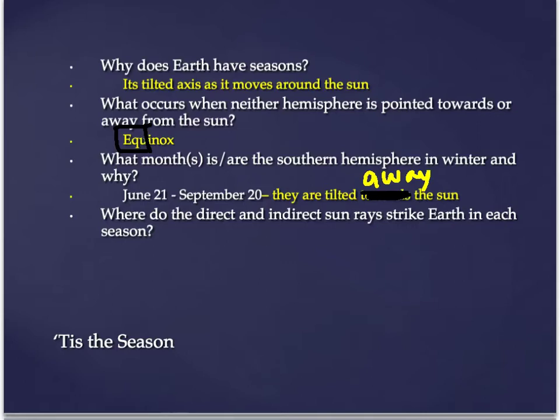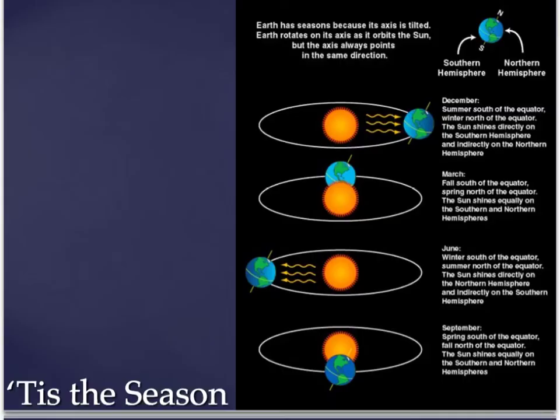Where do the direct and indirect sun rays strike Earth in each season? Again, this is something that your study guide brings up, and this is something that you can work through. Each month is available on here, and you can see December, March, June, and September. So you're going to want to draw these four. You can see in the picture over here that it places Earth at four different spots. And the two equinoxes, which are here and here, of course, the rays are landing the same. So they're equal, hence equinox.